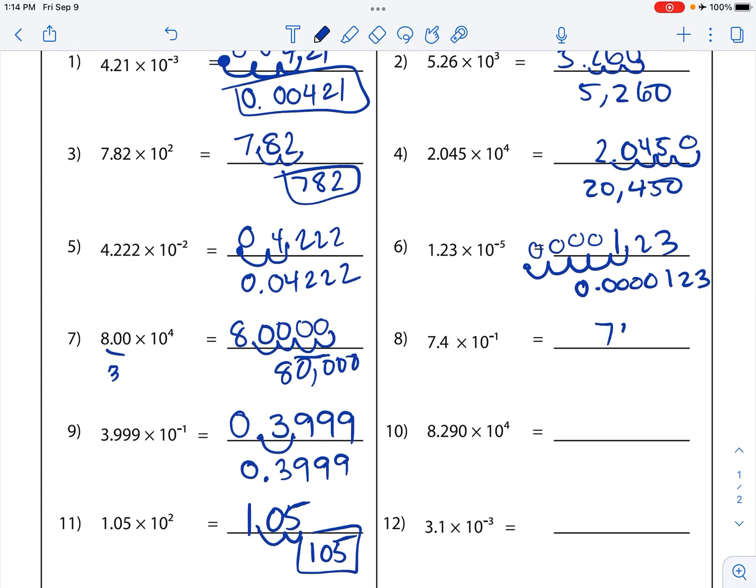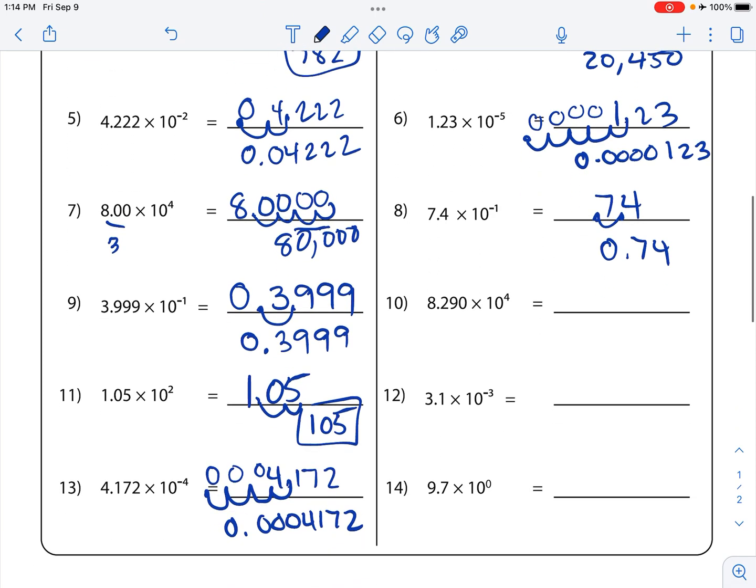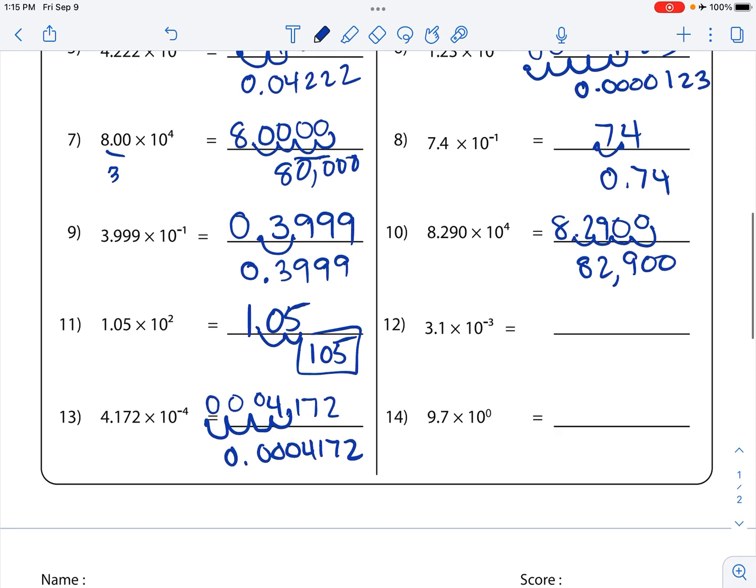7.4 times 10 to the minus 1 means move to the left, and you get 0.74. Notice I added the leading 0. 8.290 times 10 to the 4th, moving to the right. 1, 2, 3, 4, 82,900. Add that additional 0.